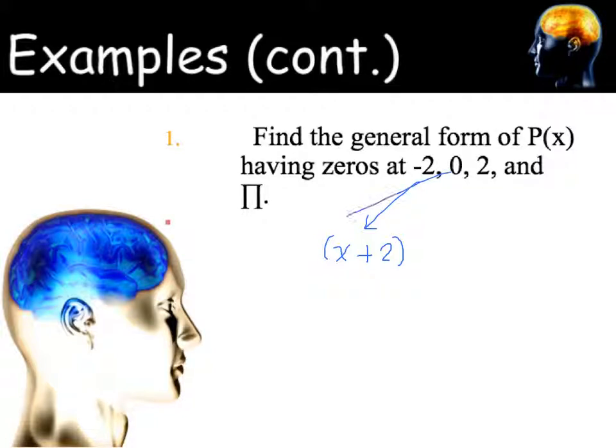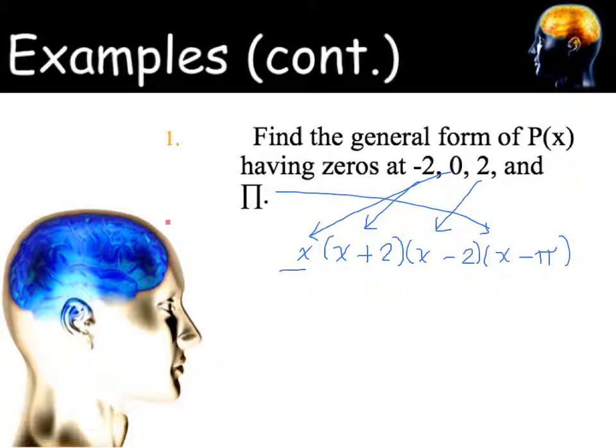For 0, we can just stick an x out in front, or x minus 0, whichever you prefer. For 2, we'd have a factor at x minus 2, because once again, if x were replaced with 2, that factor would equal 0. And for pi, we'd have a factor at x minus pi, because if x were replaced with pi, that factor would equal 0, and our polynomial would equal 0.